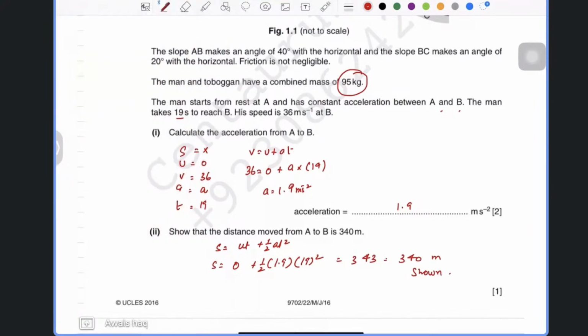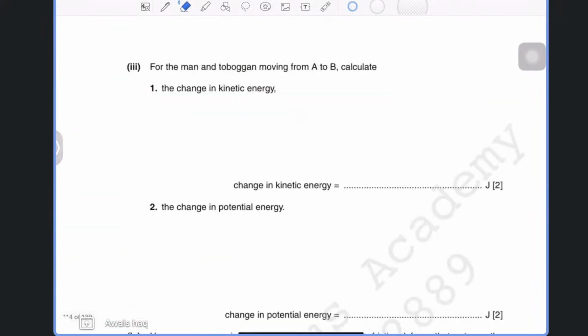Alright, so usually the questions in paper 2 are mixed. I have seen very few questions of energy, work, power that stand alone. Usually they're mixed with forces or kinematics, stuff like that, so you have to do this. Anyway, then it says for a man and toboggan moving from A to B, calculate the change in kinetic energy.